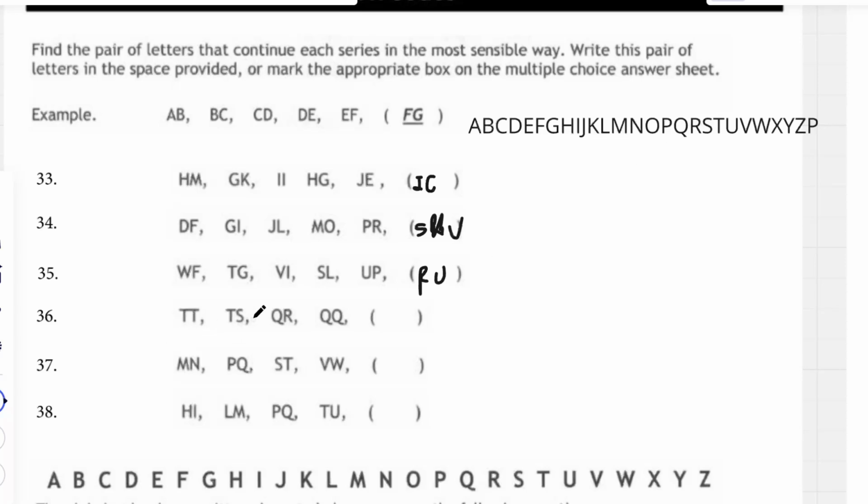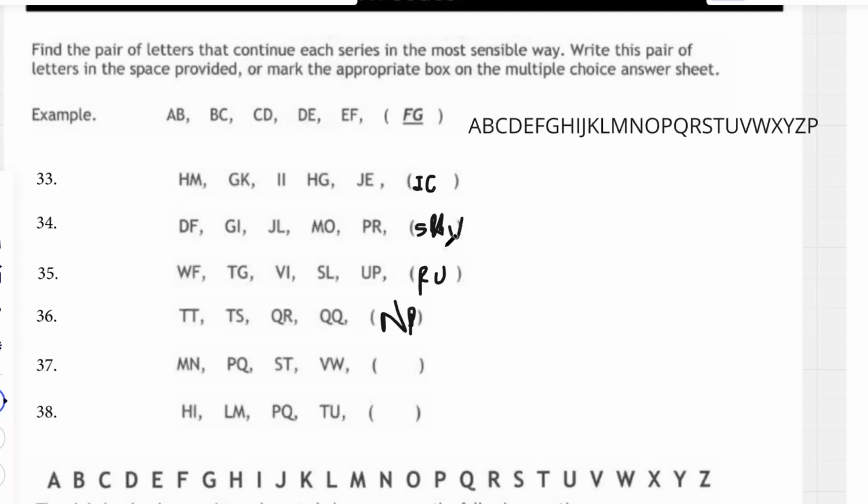T to Q: 1, 2, 3. We're going to have 1, 2, 3 again. Each one we have to double, and then T to S to R, T, S, R, Q, P, N, P. And then 37 is M to P, add 3, add 3, add 3, add 3 is going to be Y.